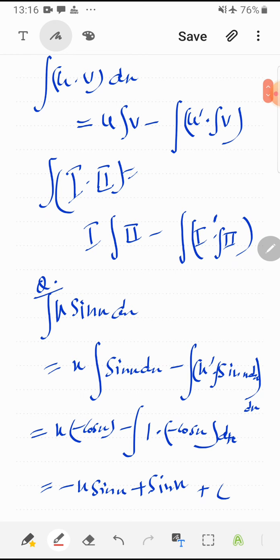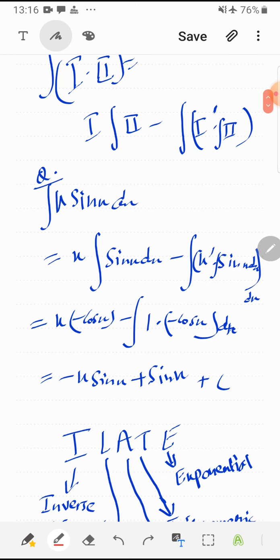x sin x: so x as it is into integration of sin x, minus integration of differentiation of x, which is 1, into integration of sin x, which is minus cos x. So overall it is minus cos x, so its integration is sin x. So the result is minus x cos x plus sin x plus c.